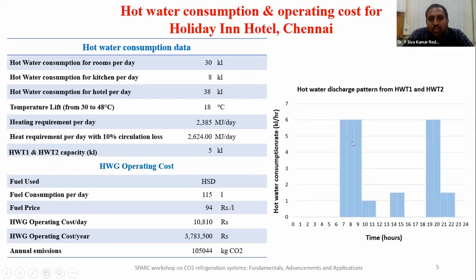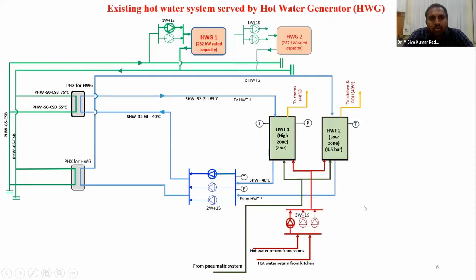So, and also these are the hot water discharge pattern. Normally in the morning hours and in the evening hours, more hot water will be consumed. From 6 to 9, as well as in the evening 8 to 10. So these are the peak times. And this is the existing hot water system they are using in their hotel.